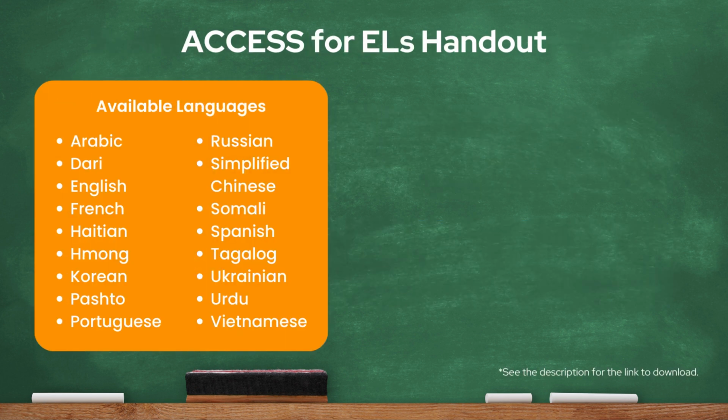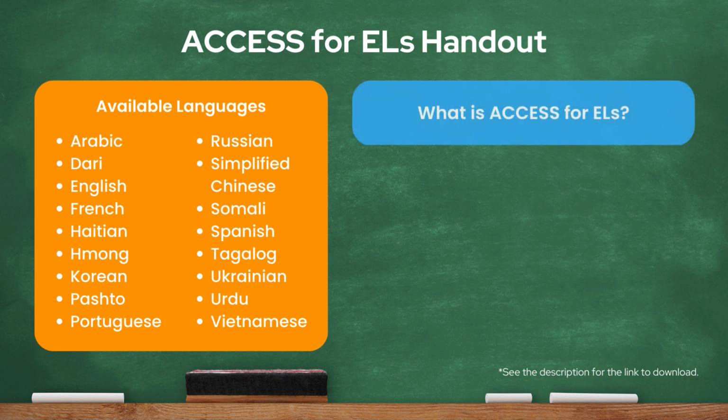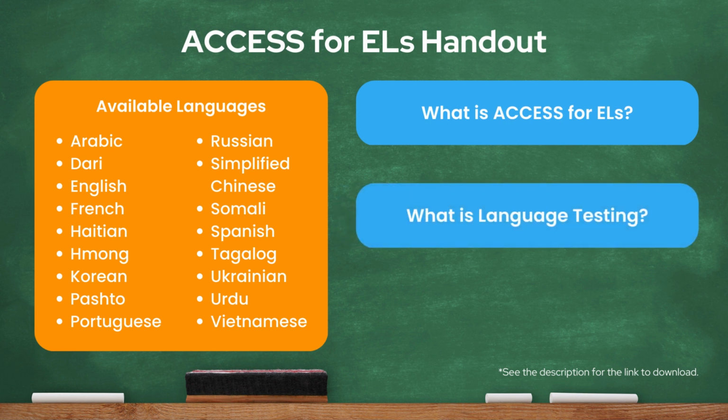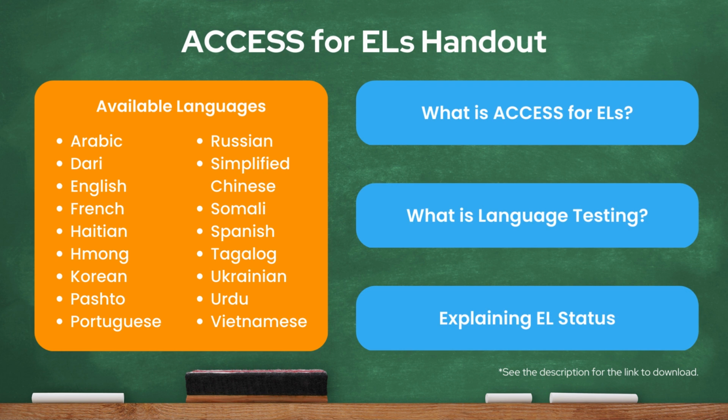This slide presents a list of the 17 languages in which handouts are available to give to the parents and families of English learners. The handouts include what is Access for ELLs, what is language testing, and explaining ELL status. The website includes the handouts that can be viewed, downloaded, and printed.